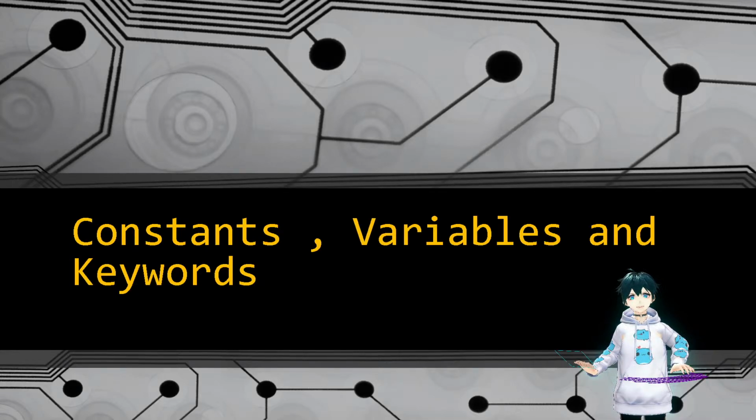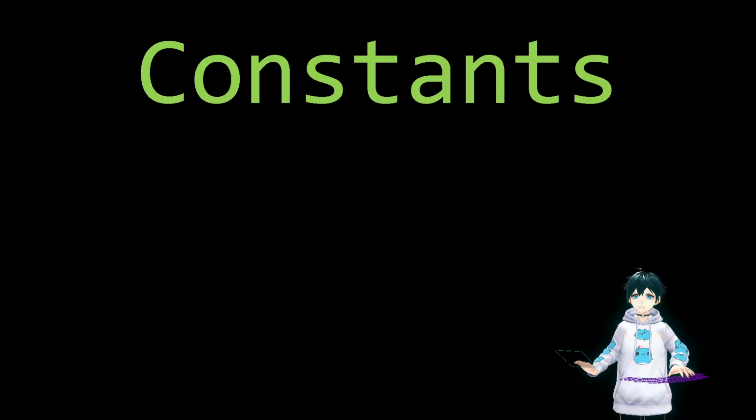Constants, variables and keywords. The alphabets, digits and special symbols when properly combined form constants, variables and keywords. In this video tutorial we are going to learn about constants first. What are constants, types of constants and when do we use them?